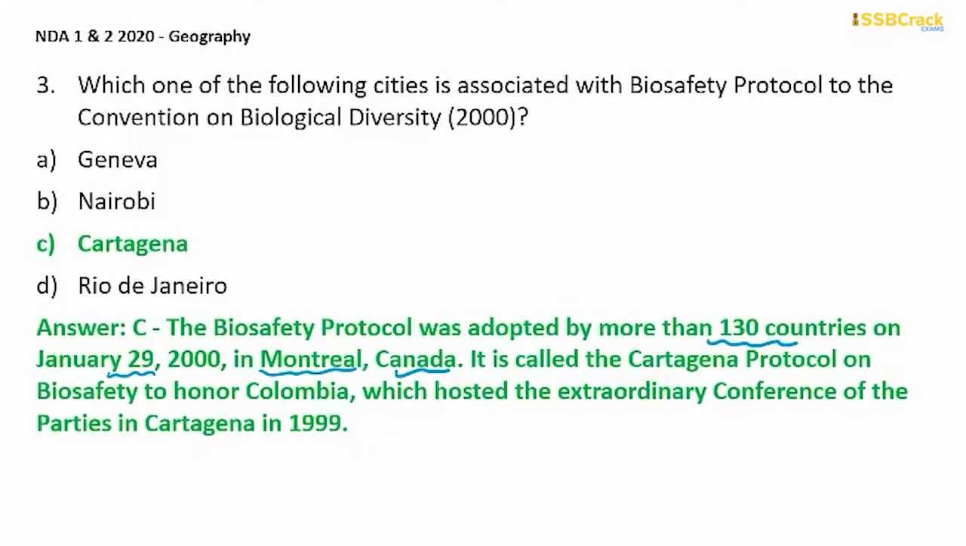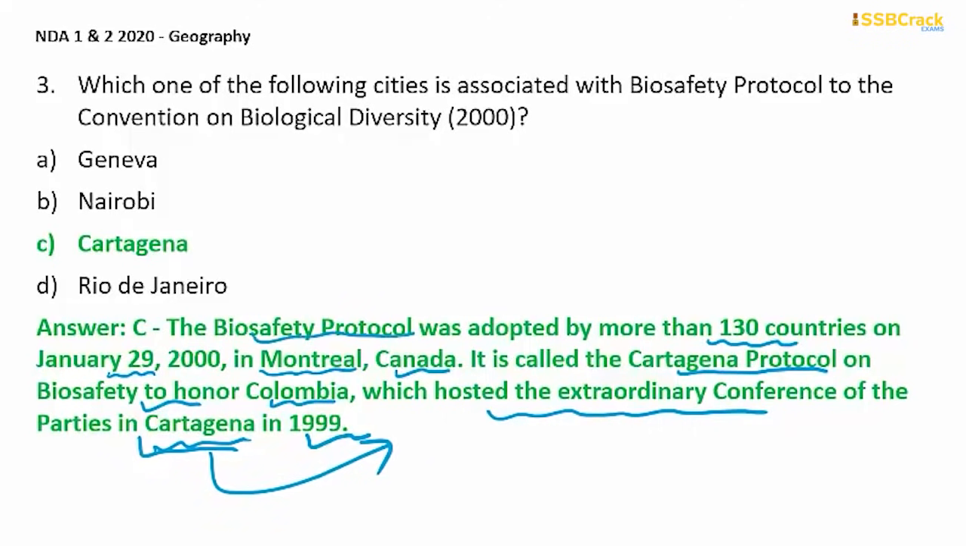It is also called the Cartagena Protocol on Biosafety to honor Colombia, which hosted the extraordinary conference of the parties in Cartagena in 1999. So the first conference was held in this place, Cartagena, and this led to the adoption of the Biosafety Protocol in the year 2000. One year before, it was held in Cartagena, and to honor that, it is named the Cartagena Protocol as well. Okay, so I hope this is clear to you all.